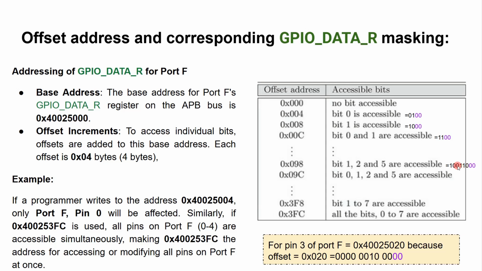So if I'm using bit 3, what would be the address? Pin number 3 for port F means you have the starting address as 0x40025000, and I need to mask the bits in a similar manner, right? The lowermost 2 bits are not to be used, and my starting 0th bit will be here, first bit will be here. So this will correspond to pin 0, this to pin 1, this to pin 2, and this to pin 3.